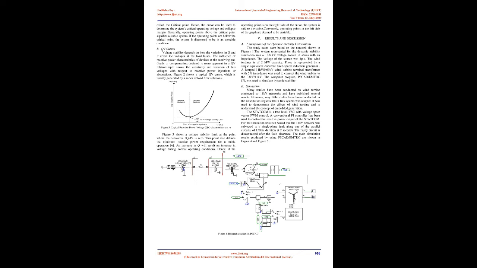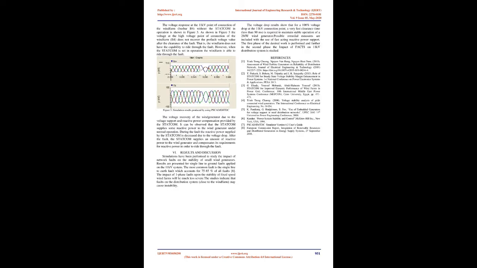V. Results and discussion. A. Assumptions of the dynamic stability calculations. The study cases were based on the network shown in Figure 1. The system represented for the dynamic stability simulation was a 13.8 kV voltage source in series with an impedance. The voltage of the source was 1 p.u. The wind turbines are of 2 MW capacity. These are represented by a single equivalent coherent fixed-speed induction generator.